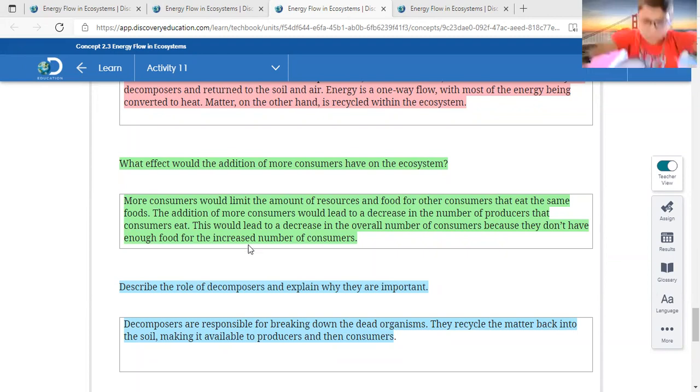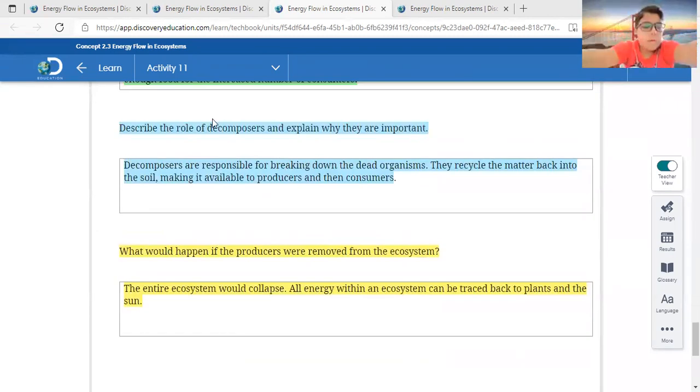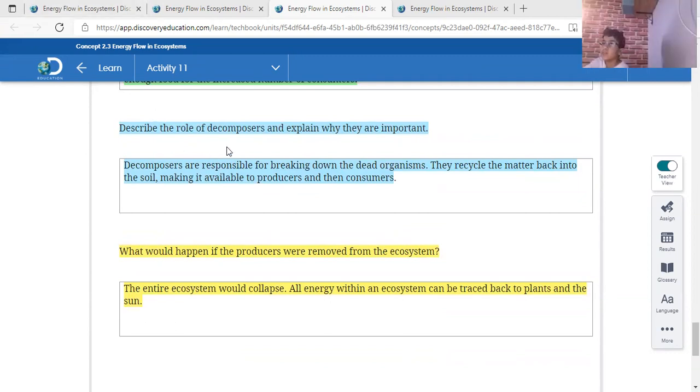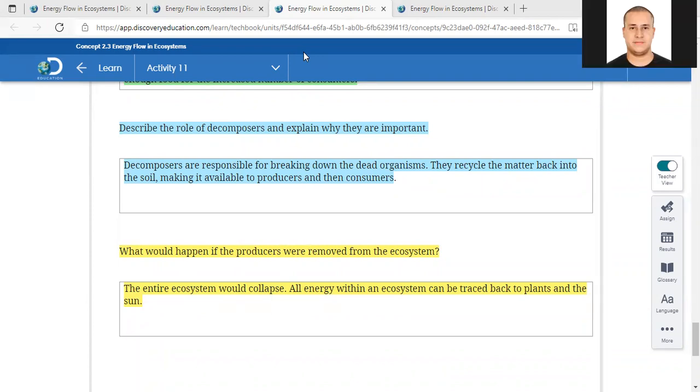Abdulrahman Al-Harbi, the question in blue. Describe the role of decomposers and explain why they are important. The decomposers are responsible for breaking down the dead organisms. They recycle the matter back into the soil, making it available to producers and then consumers. This is great. Thank you.